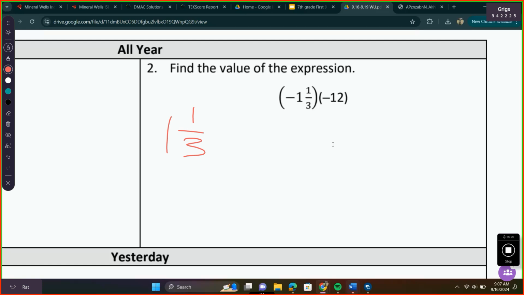Nope. It's a third. I can't do that because the third repeats. I can turn it into a what kind of fraction? Improper, right? I don't know if y'all remember this. Multiply, add, keep. 3 times 1 is? Actually, write this down real quick. This is how you turn a mixed number into an improper fraction.